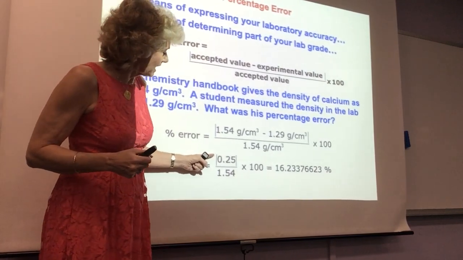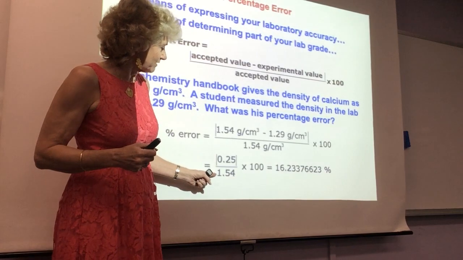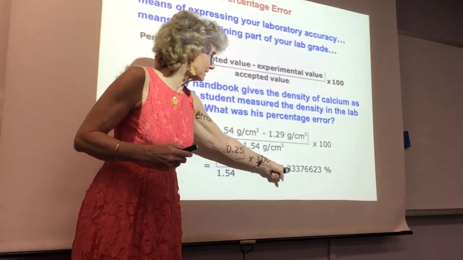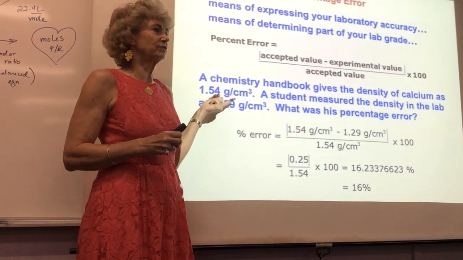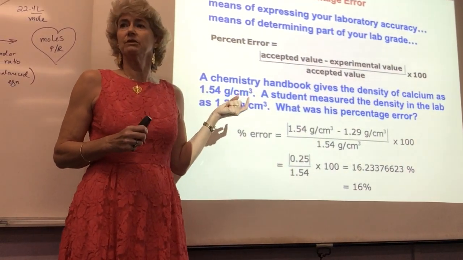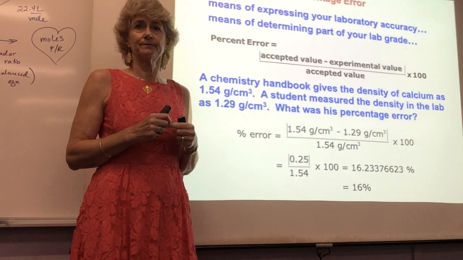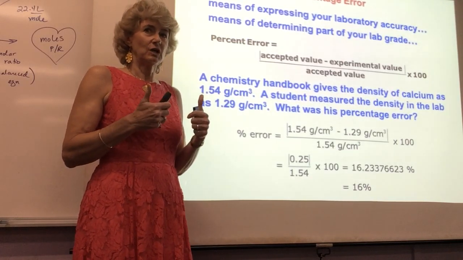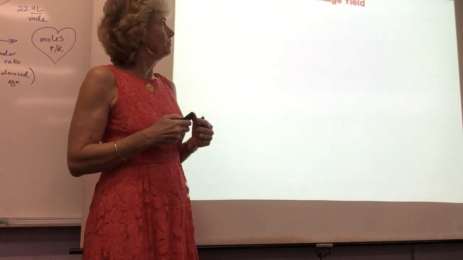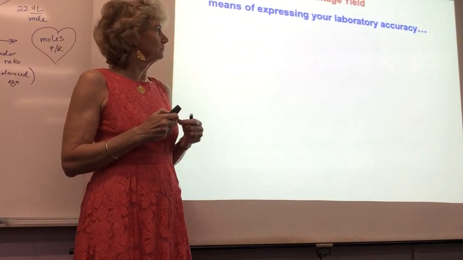So now we're going to divide 0.25 by 1.54. How many sig figs can this be? Only 2. That's the most common place for sig fig errors in our class, is when we do percent error. Okay? All good? Now let's go back to the problem with the silver chloride.